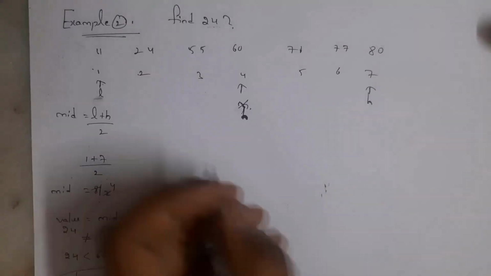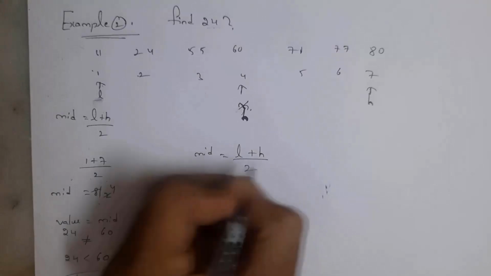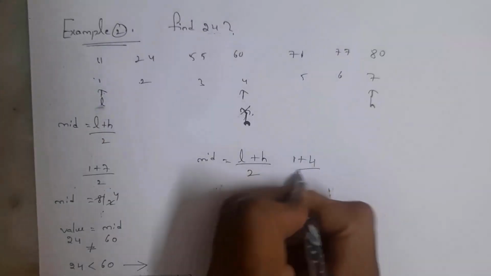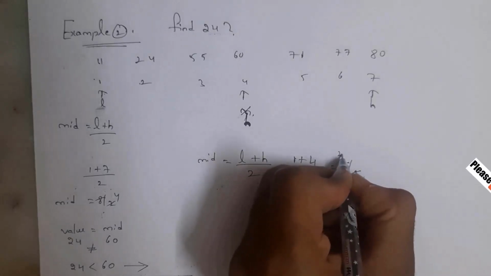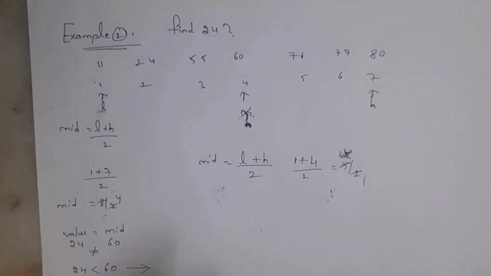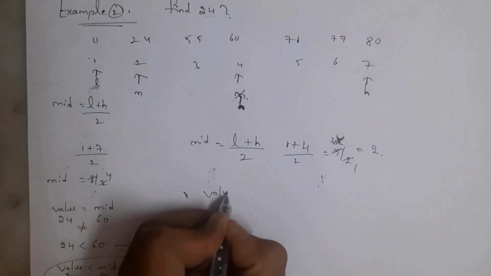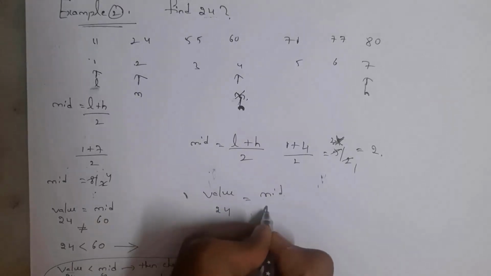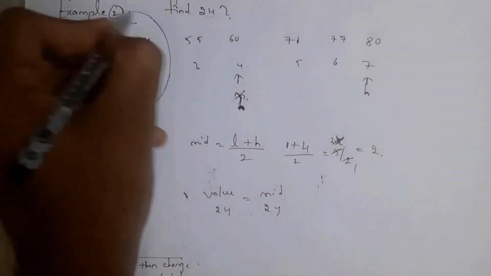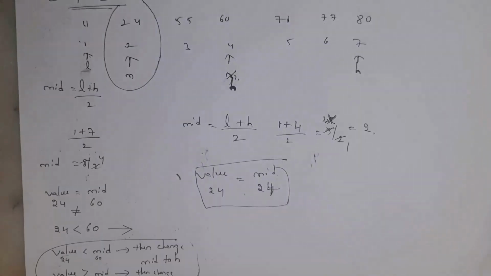Again we need to find mid. The formula of mid is lower element plus higher element by 2, that is 1 plus 4 by 2, that is 5 by 2. 2 2s are 4, 2.5. Don't consider the digits after the point, so your value is 2. This is mid. The value which we need to find is 24. The mid value is 24. Therefore we got our result. We can stop this. If value is equal to mid, then we successfully searched that element.